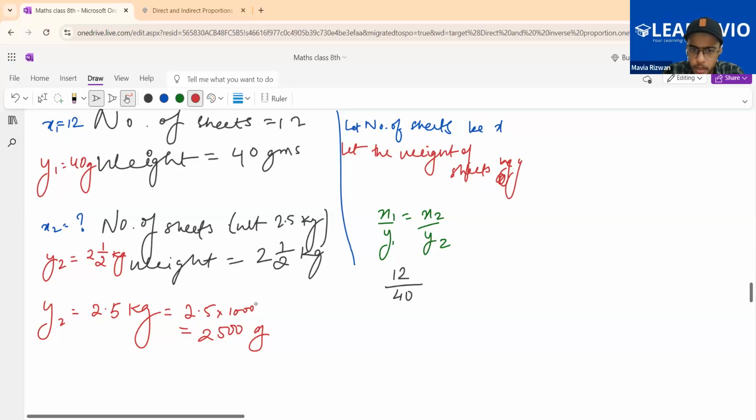Okay, so this is very, very important. If you don't change the units, your answer will be completely wrong.